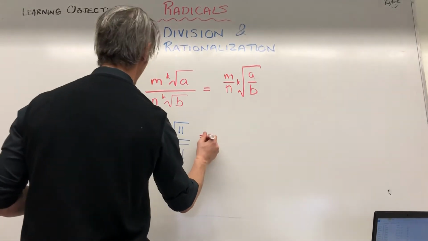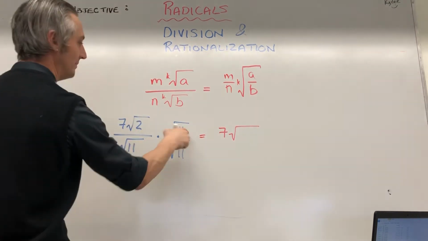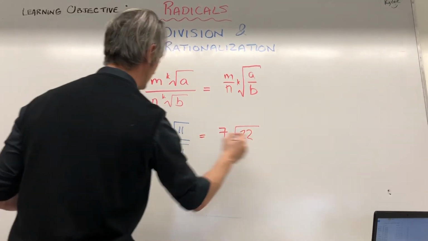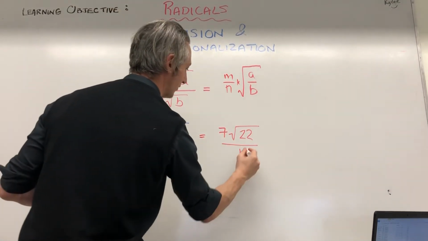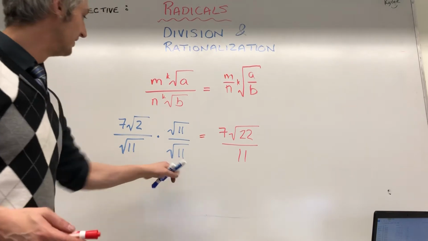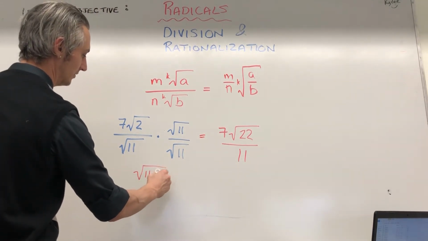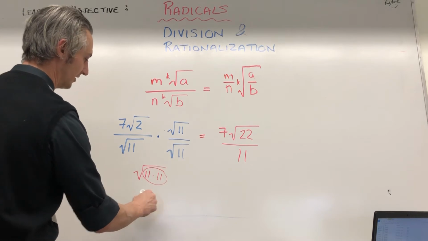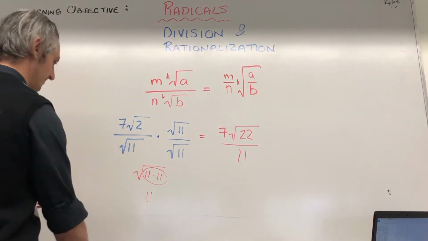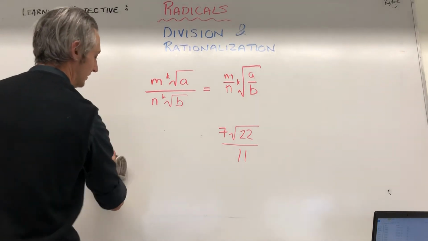Okay. And I get 7, and then 2 times 11 is 22. And then in the bottom, I get over 11. And I'm done. 7 over 11, I can't really simplify. Root 11 times root 11 is 11 times 11, which is a perfect square. It just becomes 11. Okay? So that is that.